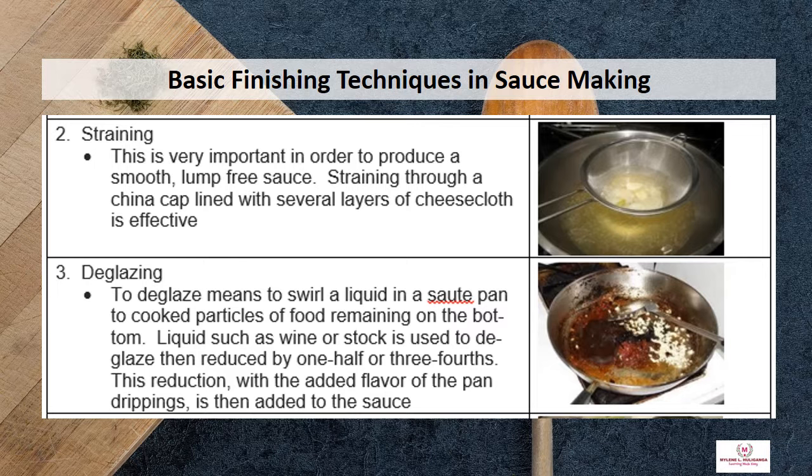Deglazing. To deglaze means to swirl a liquid in a sauté pan to cook particles of food remaining on the bottom. Liquid such as wine or stocks is used to deglaze, then reduced by 1/2 or 3/4. This reduction with the added flavor of the pan drippings is then added to the sauce.